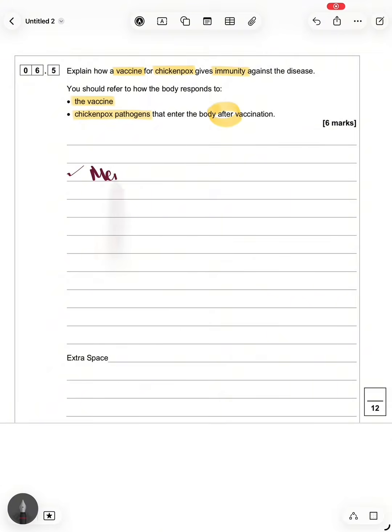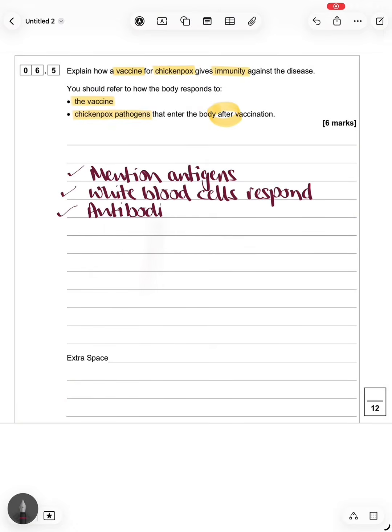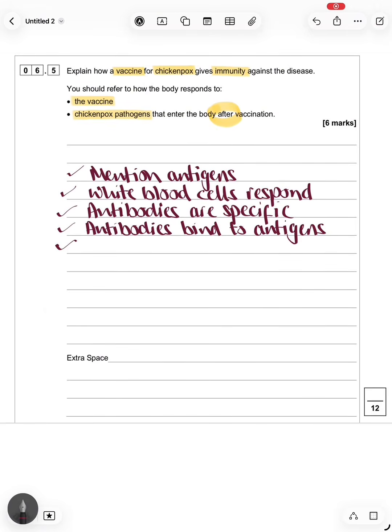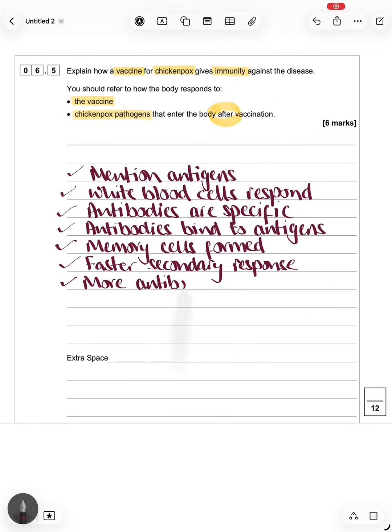You need to mention that antigens are found on the pathogens, that the white blood cells respond to these antigens, and that the antibodies are specific to the antigen. The antibodies then bind to the antigen. Memory cells are then formed, and then there's a faster secondary response. And because of that, more antibodies are produced, and then the pathogen gets destroyed quickly, second time round.